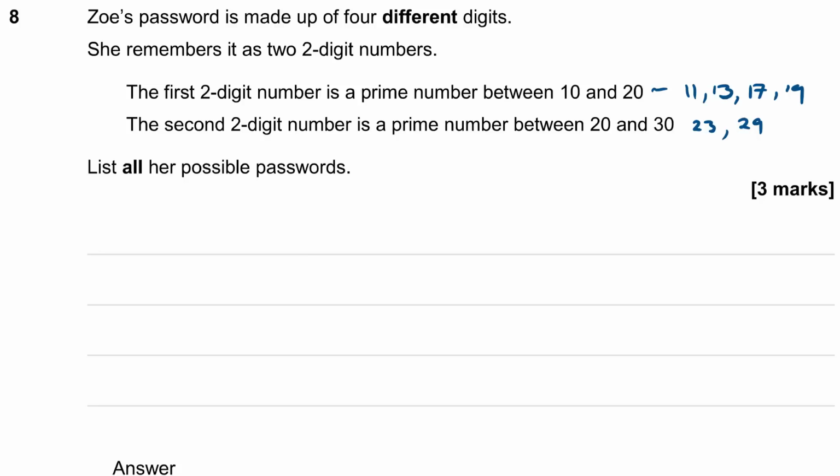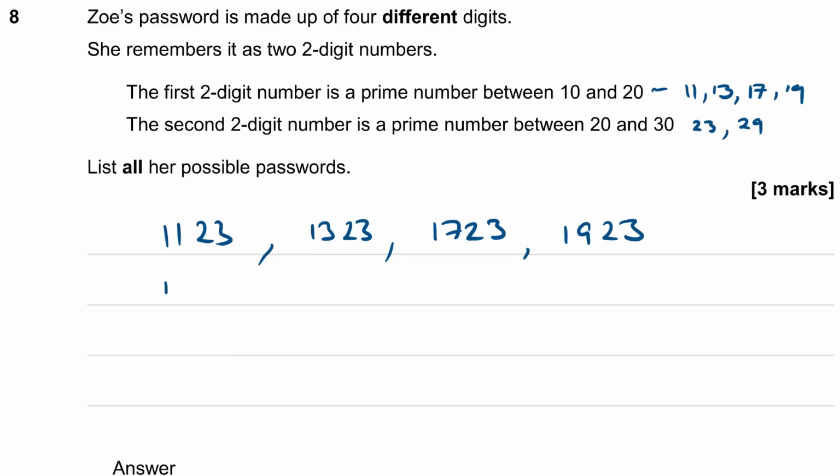So how many different combinations is that then? Well, I could have my 11 followed by the 23. That would be one combination. I could have the 13 followed by the 23. I could have the 17 followed by the 23. I can have the 19 followed by the 23. So they're all the combinations that end in 23.